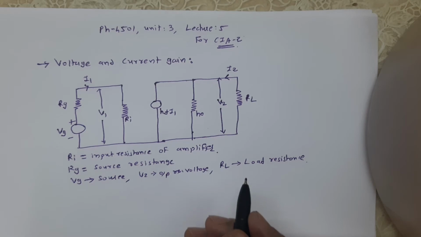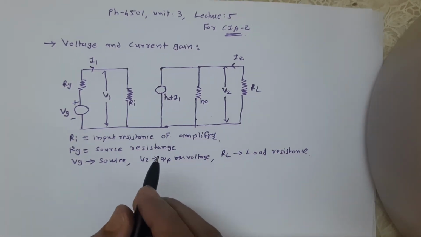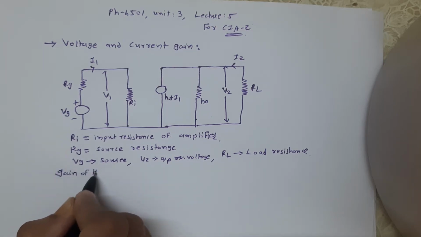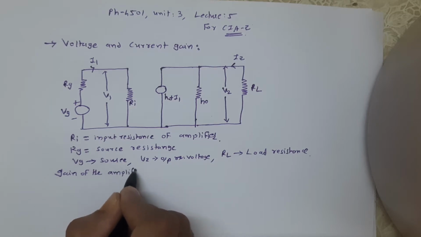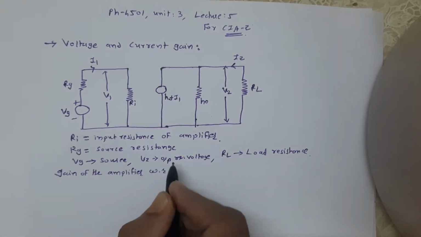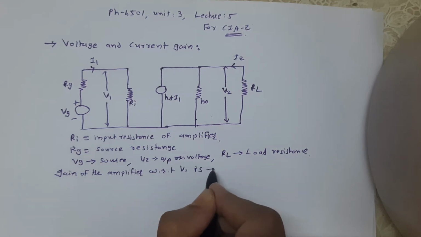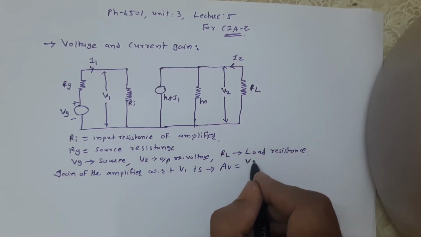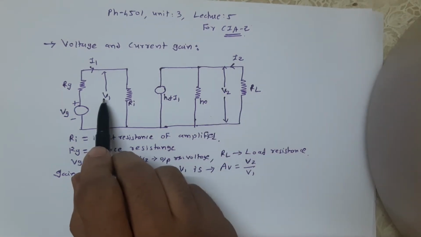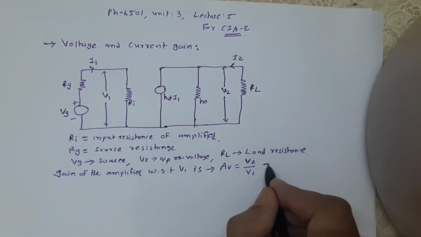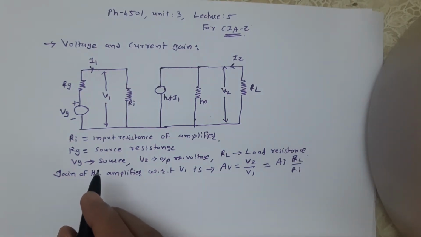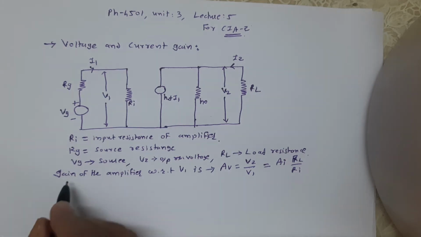So from this figure, we can say that gain of the amplifier with respect to V1 is given as AV is equal to V2 upon V1, output voltage upon input voltage, voltage gain. This is equal to AI RL upon RI.